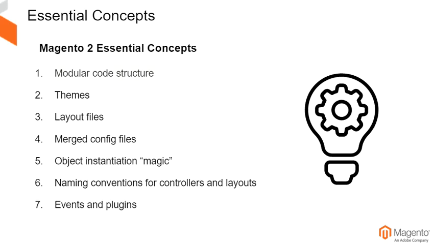Number 5. Object instantiation magic, or dependency injection, DI, is a Magento 2 feature. When you need a new object, you declare it or its interface in the constructor, and Magento will deliver an instance. We will discuss this in greater depth later in this unit in Module 5.